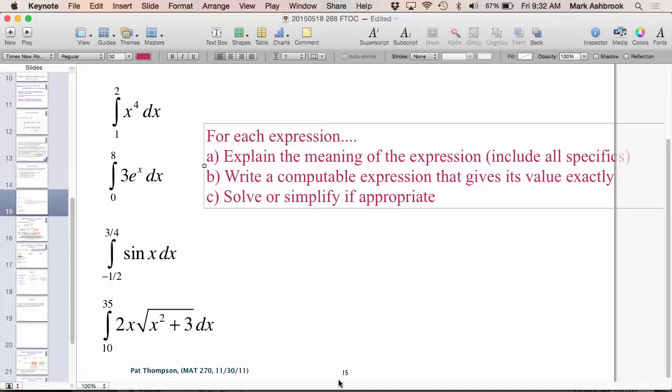So what was the first one? It was the total amount of change of some quantity as x changed from 1 to 2 with a rate of change of x to the 4th. Practice that on these other ones, okay? And then you're going to use the fundamental theorem to write a computable expression and then solve or simplify that as much as you can, okay?